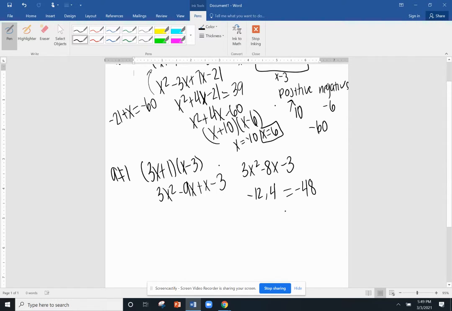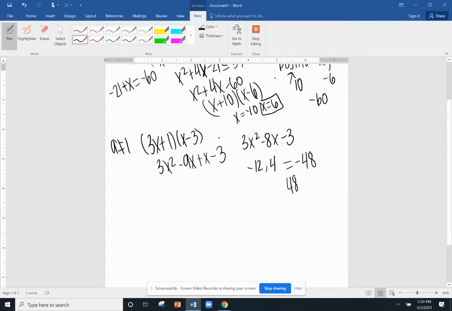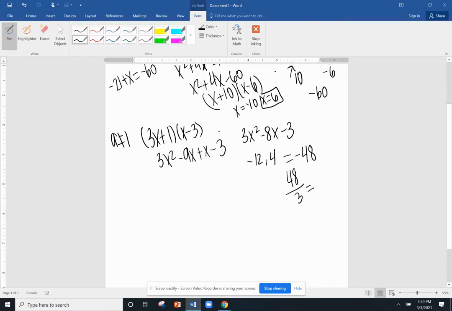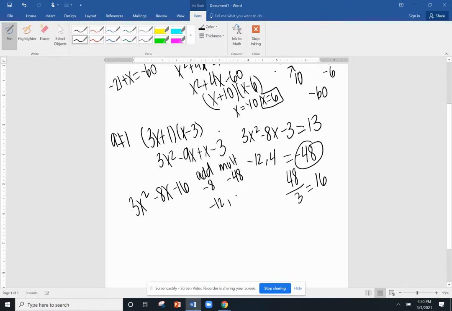This is already negative, so we could act like it's just 48. So we'll have this times some number has to give me 48. So 48 divided by 3 gives me 16. So 3 times negative 16 will give me the negative 48 I want. We already have the 3 here, the negative 3, so we have to tack on another 13. So when I subtract over 13, I get negative 16 like I want. So my new equation will be 3x squared minus 8x minus 16. So it must add to negative 8 and multiply to negative 48, which is negative 12 and 4.